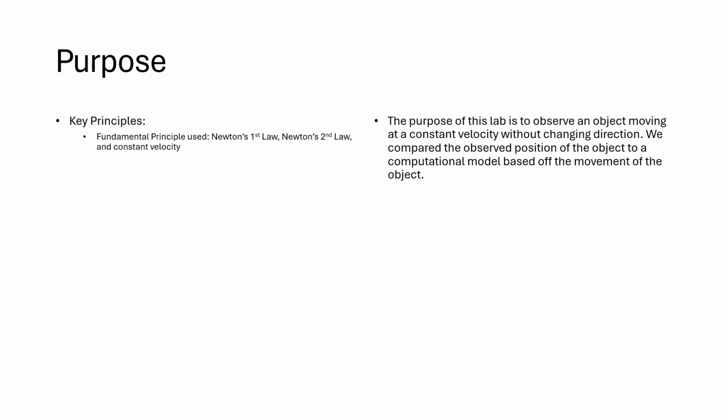The purpose of this procedure is to observe an object moving at a constant velocity without changing direction. We compare the observed position of the object to the computational model based off the movement of the object. The key principles used within this experiment were Newton's first law, Newton's second law, and constant velocity.